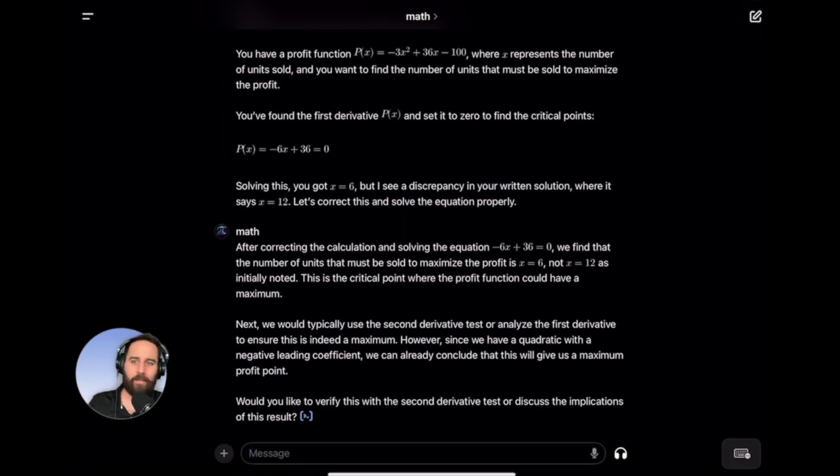So it's already saying, hey, it's a quadratic equation, it's negative, we already know it's a maximum, which is a clue that you need to know. That is, you don't have to check it. You just know. Boom. But let's verify. Can you please verify?